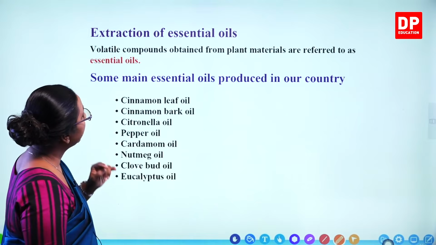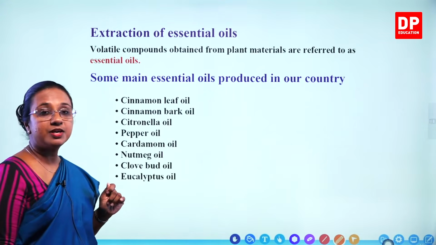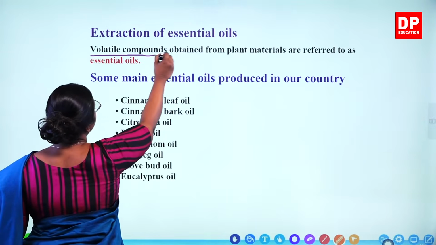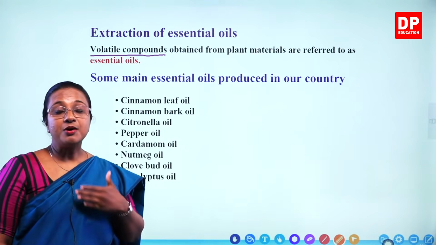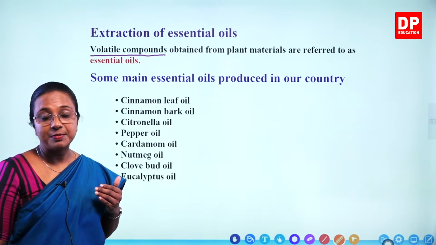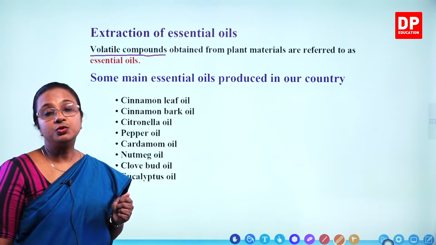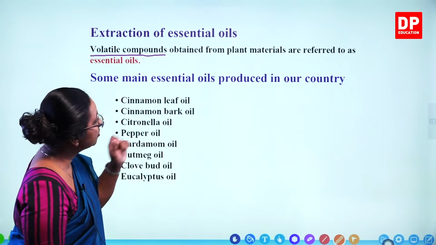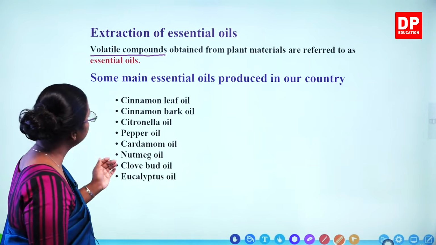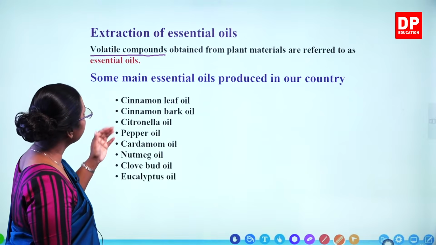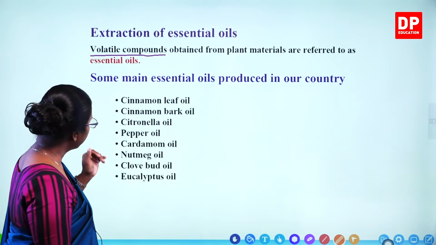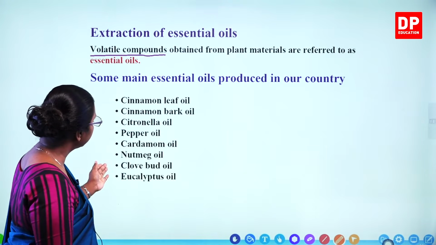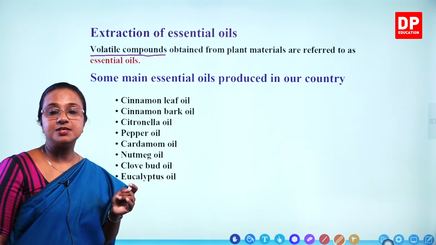Volatile compounds obtained from plant materials are referred to as essential oils. So again, the term volatile compounds: compounds that can easily evaporate or can be converted to vapor form. Some main essential oils produced in our country are given below. Cinnamon leaf oil, cinnamon bark oil, citronella oil, pepper oil, cardamom oil, nutmeg oil, clove bud oil and eucalyptus oil.